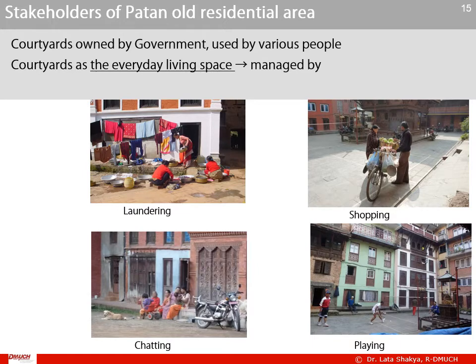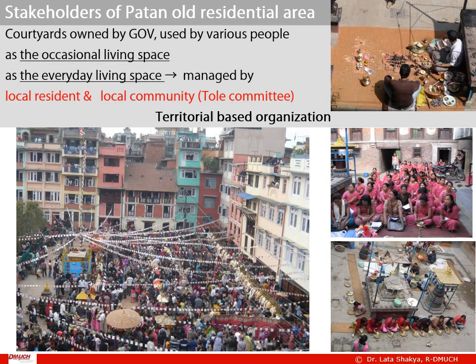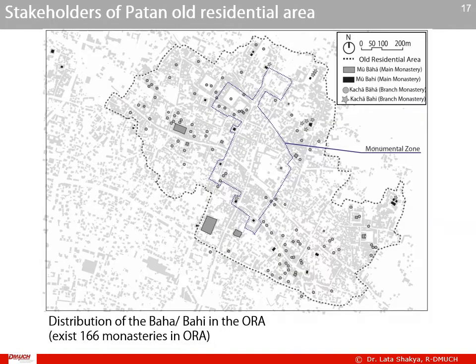Here, let's see the stakeholders of the area. Courtyards are owned by government, used by various people. It is used to access each surrounding house and everyday living space. Courtyards are also used as the occasional living space and are managed by residents and local community, which is a territorial based organization. In the old residential area of Patan, there are 166 Buddhist monasteries. Most of them have courtyards.